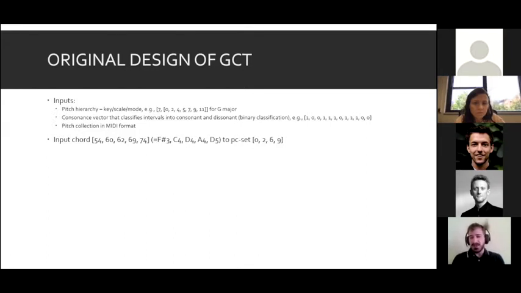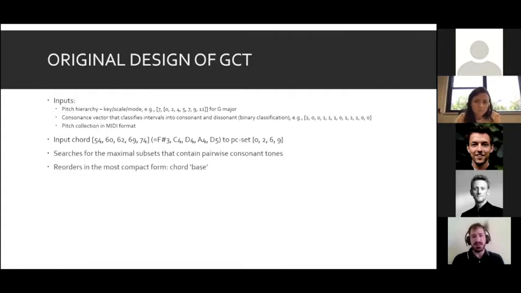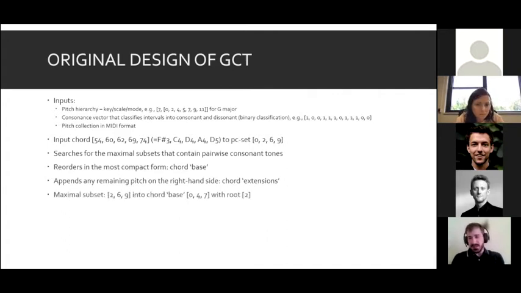Then the algorithm searches for a subset of maximal length that contains only pairwise consonant tones. Here, the maximal consonant subset is 2 6 9. After that, it reorders the subset in a compact form and transforms it into chord base 0 4 7 with root 2 here. The remaining pitch class 0 is appended on the right-hand side of the base as an extension 10.